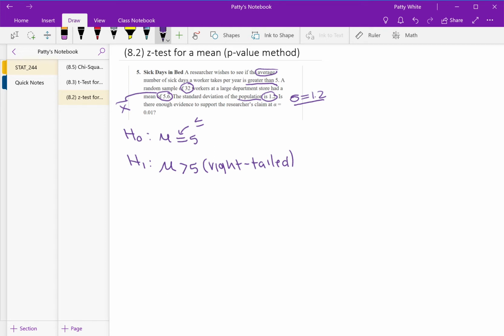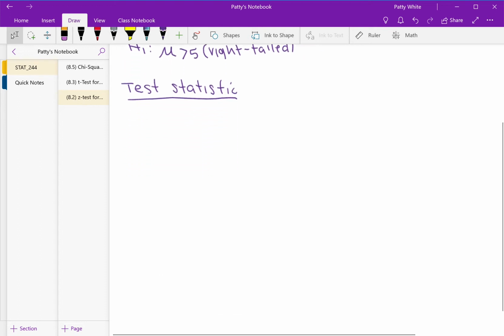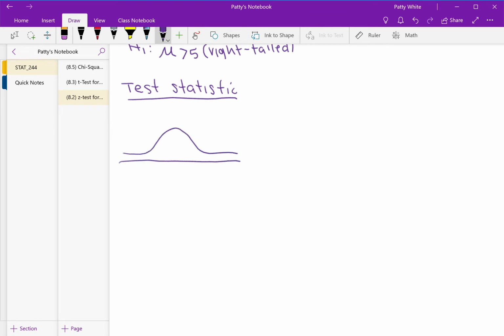So here we're going to find our test statistic. We know we are working with the normal distribution because, again, we were given the population standard deviation and my sample size is greater than 30. So let's go ahead and sketch a normal distribution. And to find our test statistic, we have a formula for that. Z is equal to the sample mean minus the population mean all over sigma divided by the square root of n.